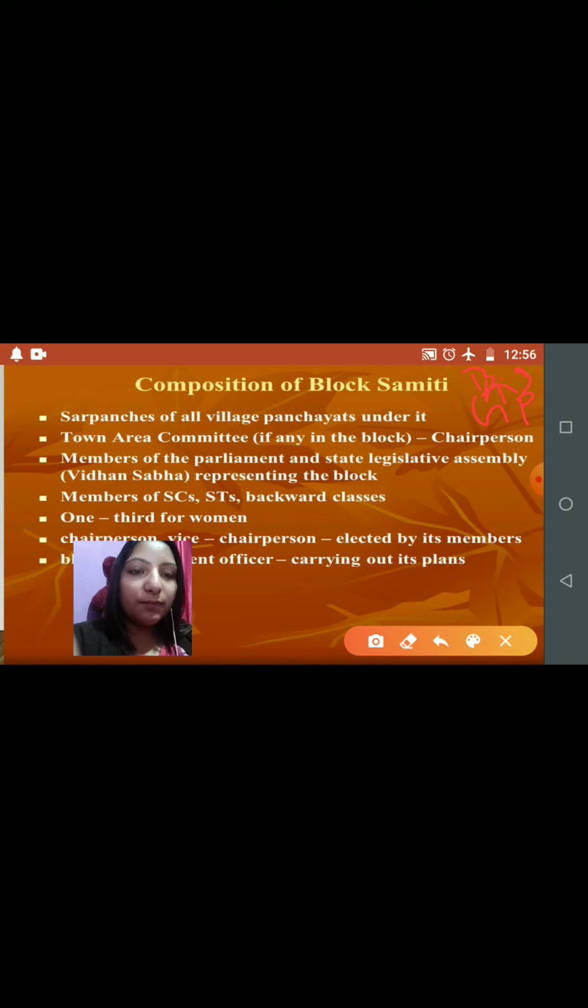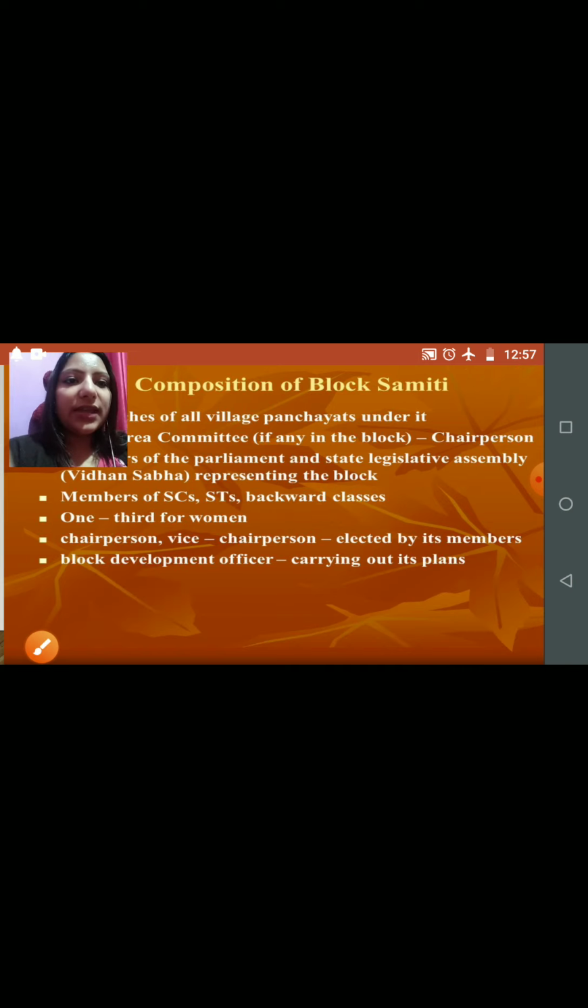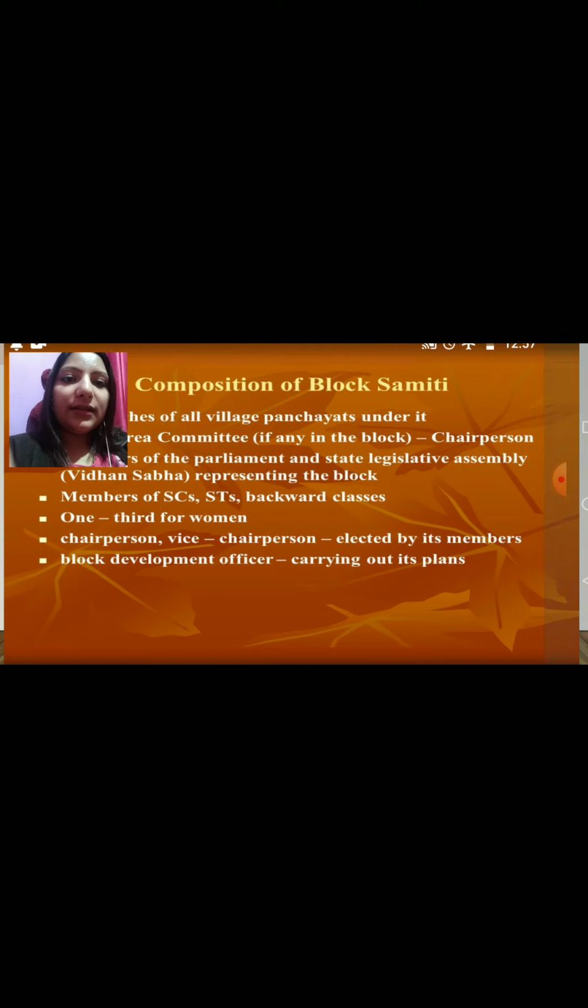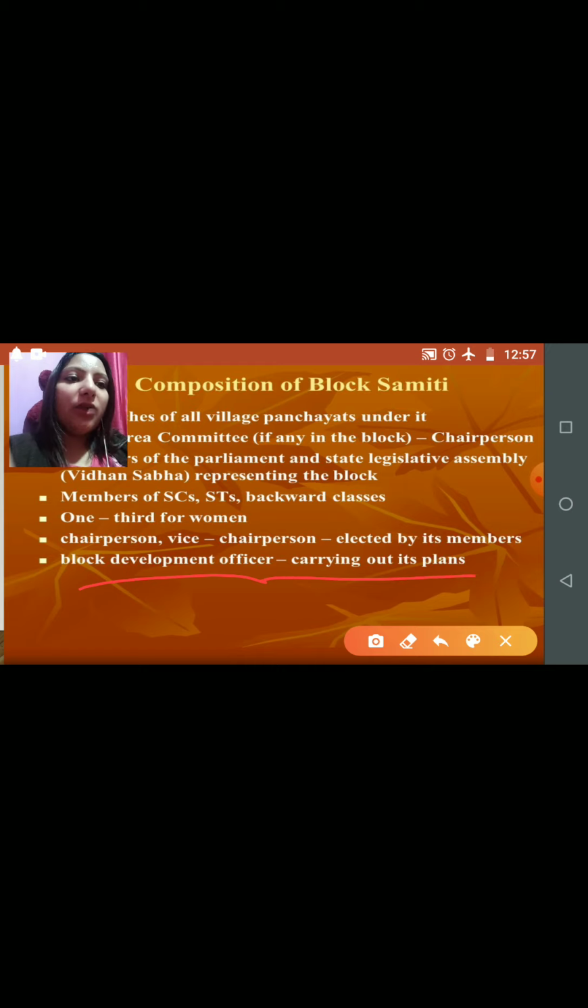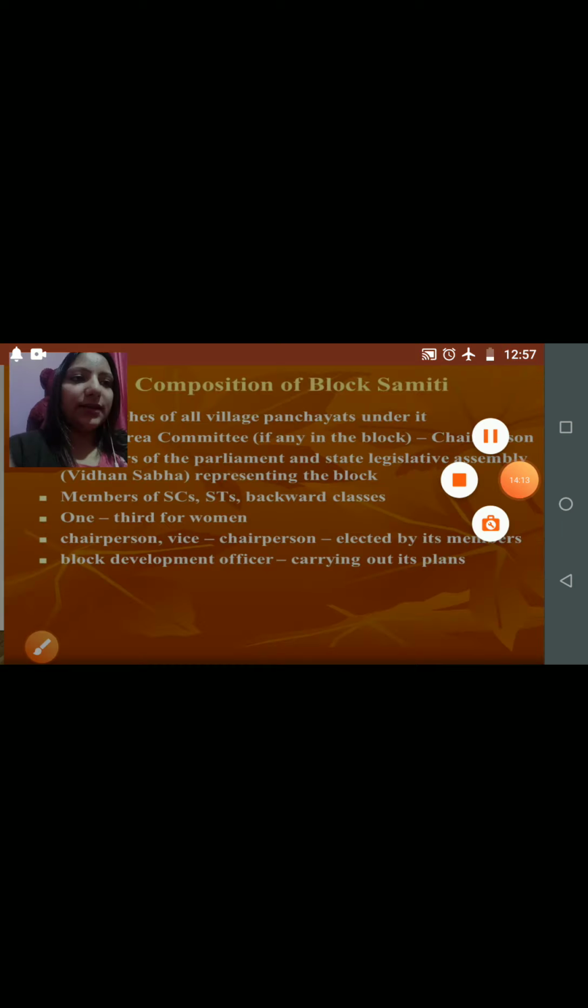Then the composition of the block samiti, meaning who are the members of the block samiti. The SCs, STs and the backward classes are also part of the block samiti, and there is a need for women in the block samiti. Then the chairperson and the vice chairperson are elected by its members. So these persons are again elected. Then the block development officer carries out the plans. So this is the composition of the block samiti.